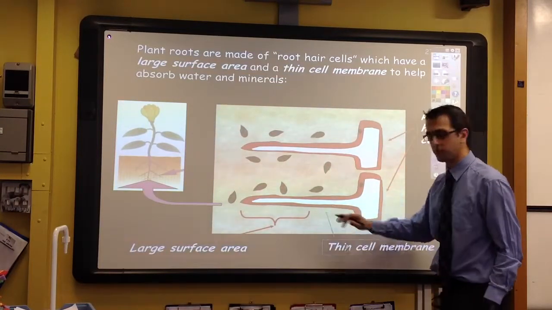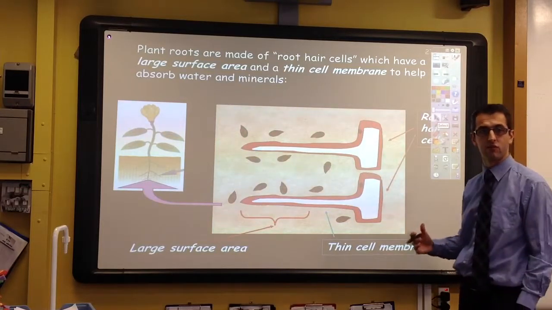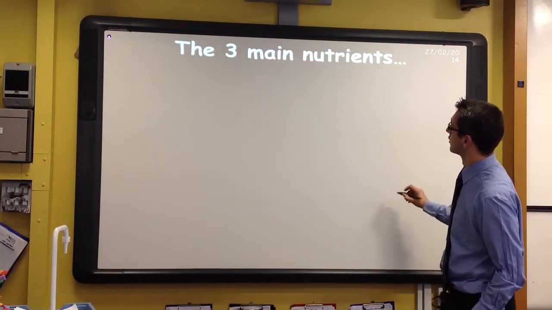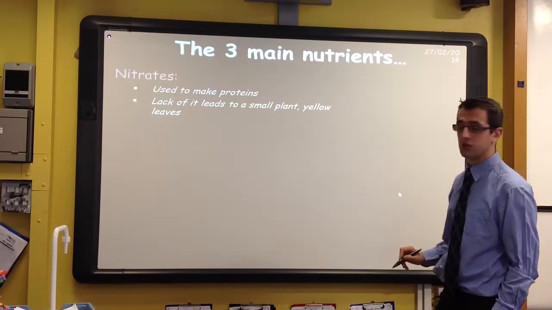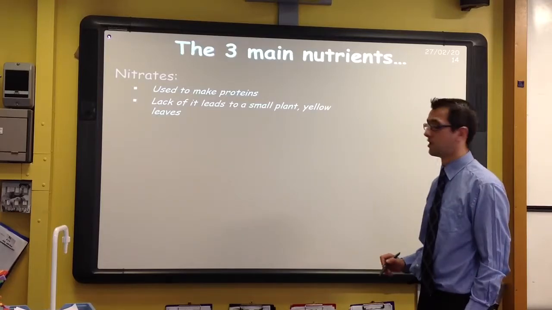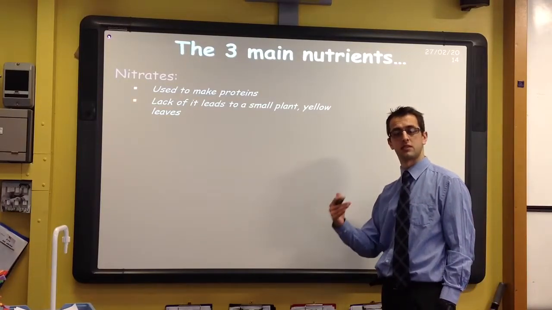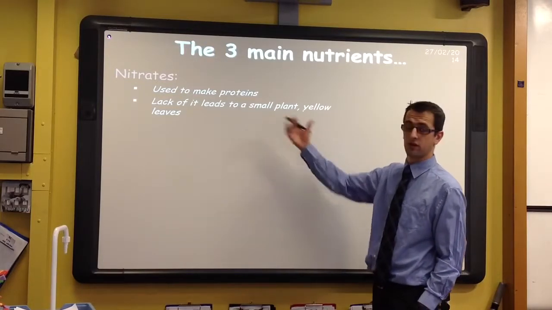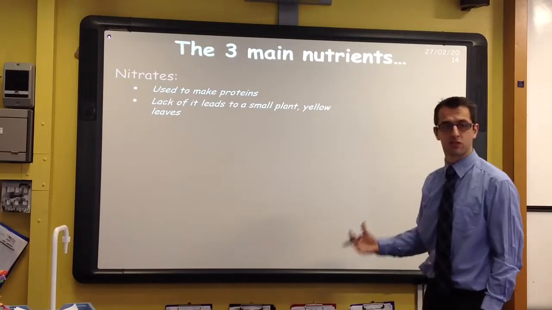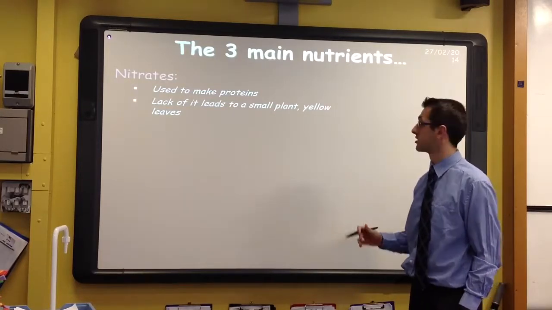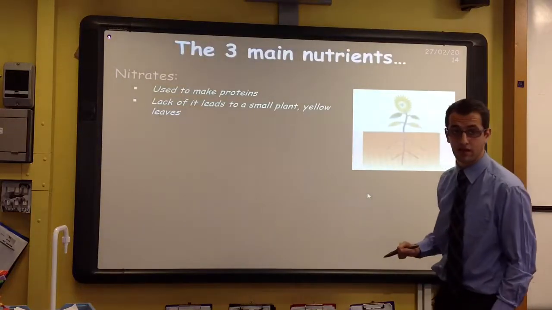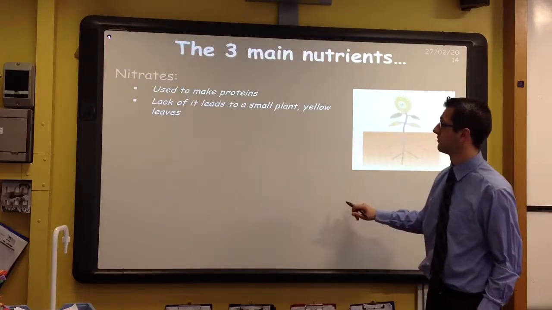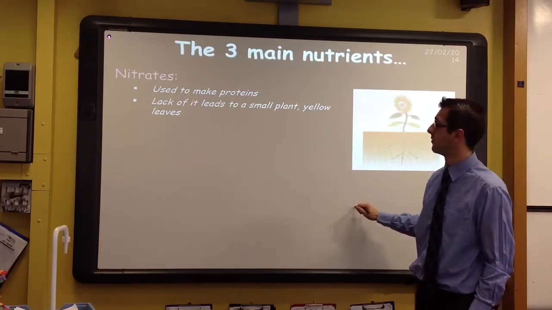A thin membrane provides a shorter diffusion distance, therefore also increasing the rate of uptake by the roots. Crucial minerals that you need to know about are nitrates, taken up from the soil. These are essential in the formation of amino acids, which go on to form proteins as well. Without enough nitrates in the soil, there would be a very small plant produced. It would have stunted growth because it doesn't have enough to make proteins for its own growth. So shorter, smaller leaves, smaller plants, often yellow in appearance as well.